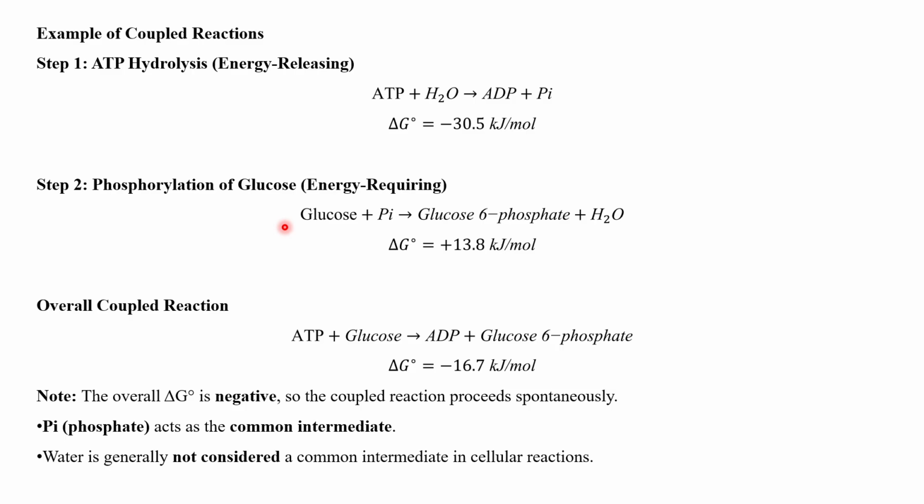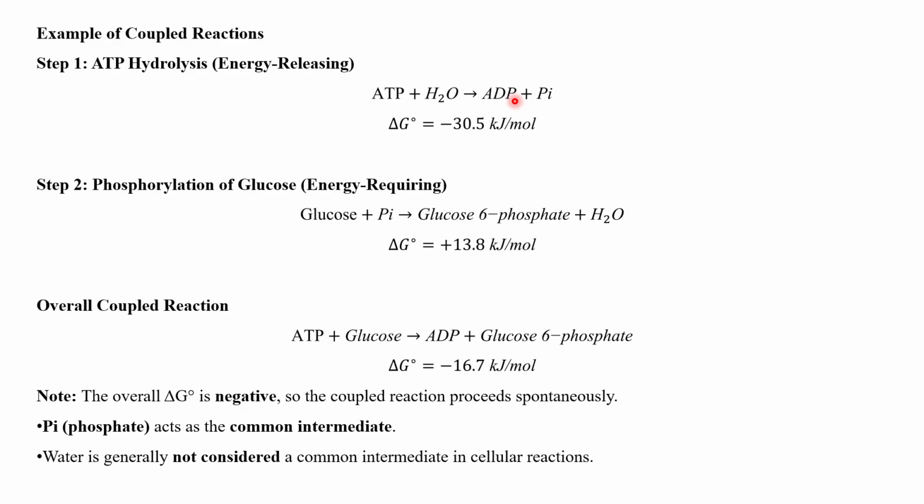An example of the coupled reaction is what you are seeing here. ATP hydrolysis is energy releasing. If you have ATP and you react it with water, it's going to hydrolyze to give you ADP. ATP, in BCME 201, we talked about it as what? As a source of energy. So it hydrolyzes to give ADP and inorganic Pi.